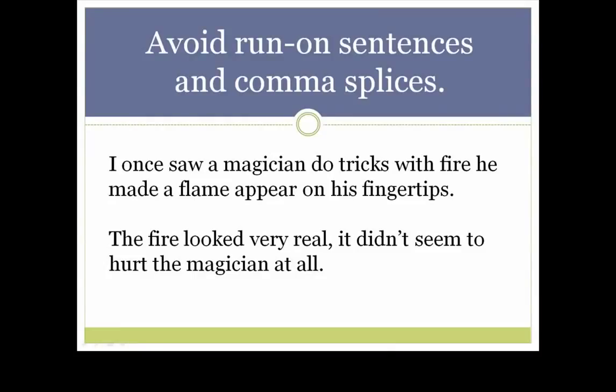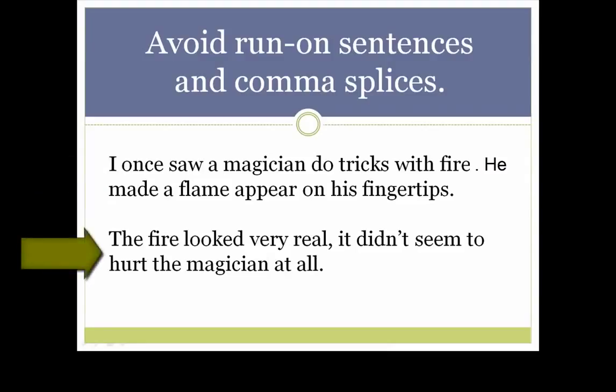What I'd like you to learn from this second model is how to avoid run-on sentences and comma splices. This is an example of a run-on sentence. One way we can fix this is by writing two simple sentences. I once saw a magician do tricks with fire. He made a flame appear on his fingertips.